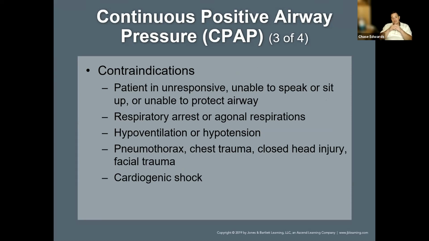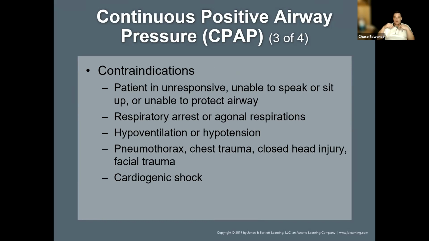Some contraindications to CPAP are going to be the patient is unresponsive or otherwise unable to follow verbal commands. Unresponsive, right? Respiratory arrest or agonal respirations. The patient's unable to speak. The patient is unable to protect his or her own airway. Hypoventilation, or breathing too slow, because it requires the patient to do work with it. Hypotension, so blood pressure is too low. You don't want to use it then.